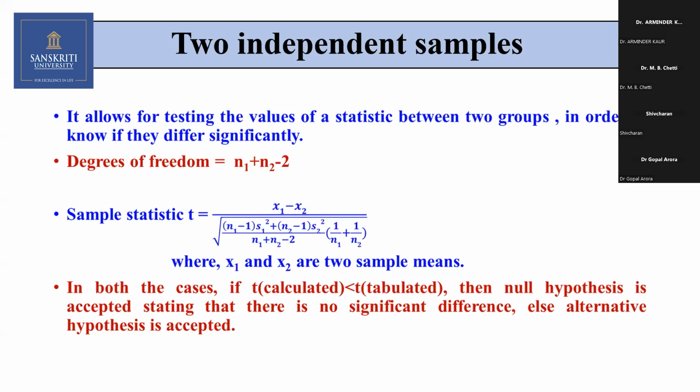To compare between two groups, we use the two independent sample t-test. The formula is like this: X bar 1 minus X bar 2 divided by the standard deviation. And one more thing all of us need to understand: if the calculated t-value is less than the table t-value, that is the critical value, we accept the null hypothesis. Otherwise, we reject the null hypothesis.